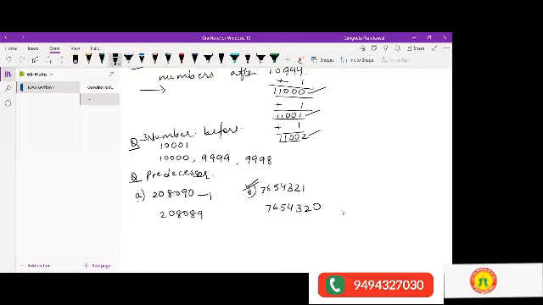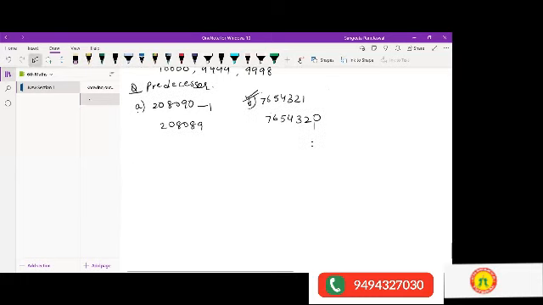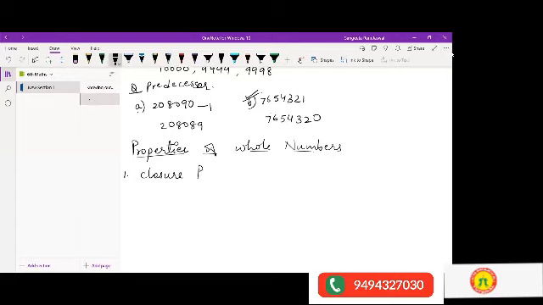Now we'll see properties of whole numbers. Okay. Some numbers also have some properties. So we'll see properties of whole numbers. Okay, so the first property that we will see is closure property. The first property is called closure property. Okay, now what does this closure property tell us?